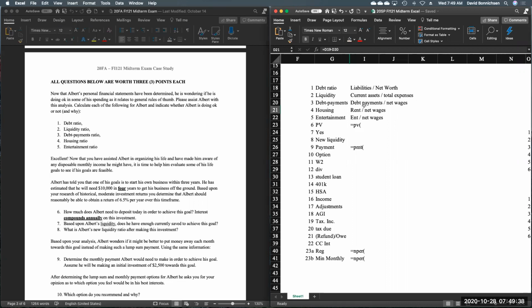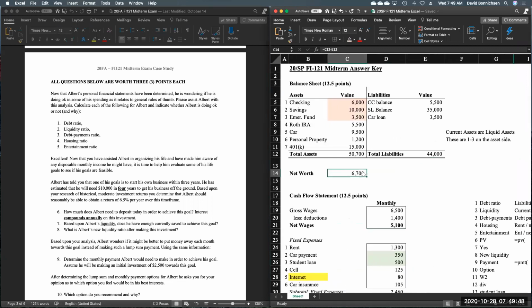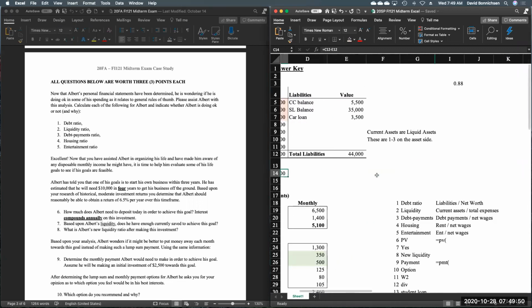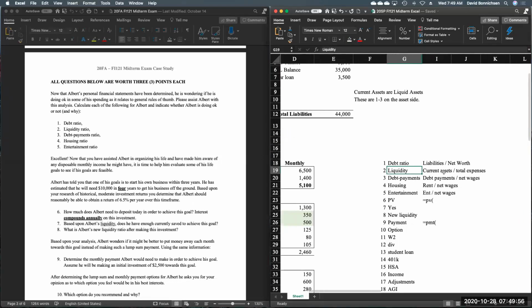So let's talk about debt ratio. All right. Debt ratio is liabilities divided by net worth. Okay. That's it. So again, liabilities divided by net worth. Okay. Liquidity. All right. What is the liquidity ratio? Well, liquidity ratio is the current assets divided by your total expenses.